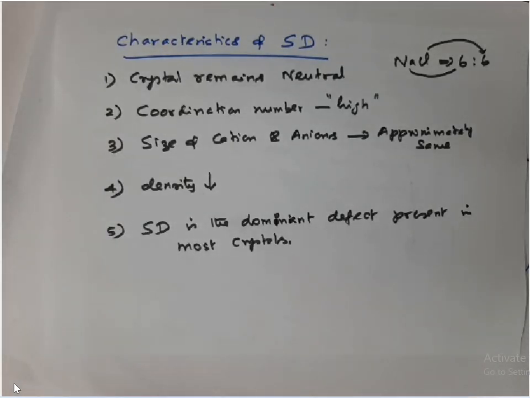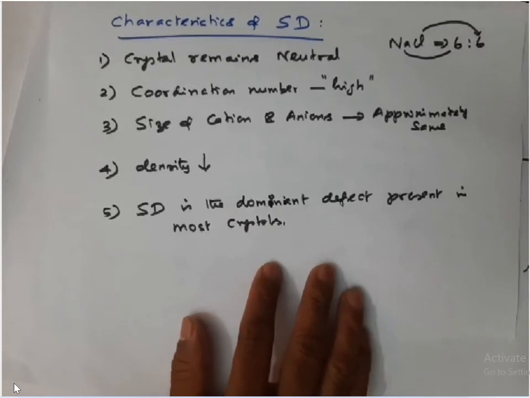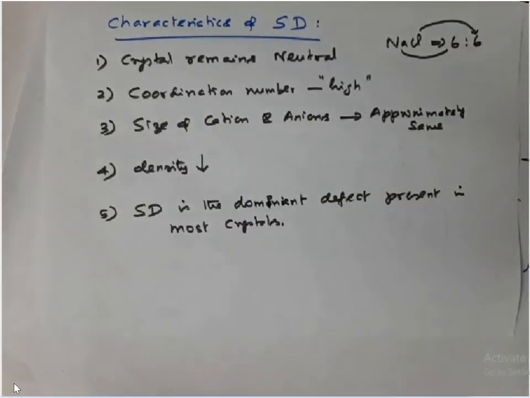In some crystals, Schottky defect and Frenkel defect both may also exist. Don't think you should say that only one particular defect exists in one crystal. No, in some crystals, mixed defects may also exist. That is Schottky defect, Frenkel defect, everything may exist together. So that is another important point you should keep in mind. So these are some of the important points on Schottky defect.